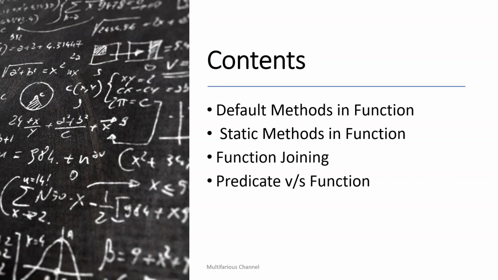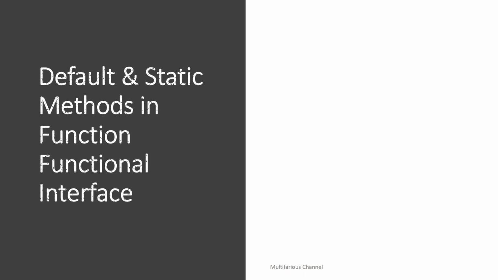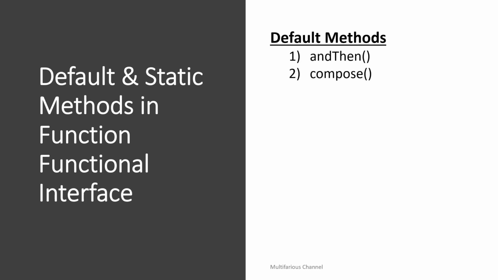So let's get started. The Function interface contains more methods than just the apply method, but the rest of the methods are default or static, which you don't have to forcefully implement. So Function interface has two default methods and they are andThen and compose. Apart from the default methods, it also has one static method, that is identity.